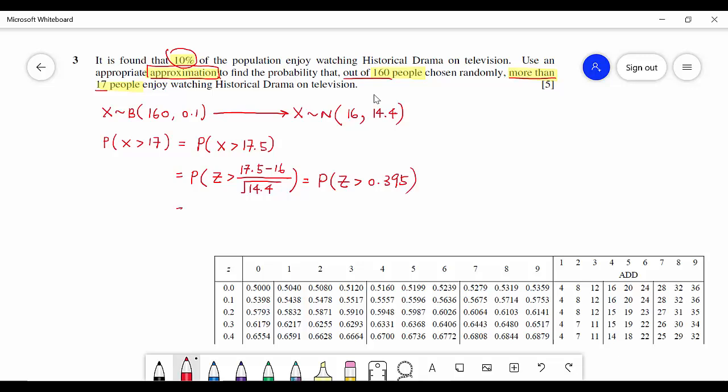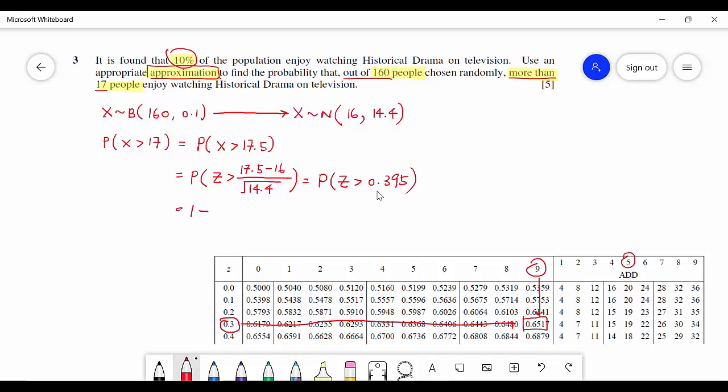If you want, you can draw a graph to show the area that you want to find. We need to find the probability from the normal table, and generally the normal table only gives you the area or probability which is less than. So to get the more than value, you have to take 1 minus the probability for less than 0.395. How do you look for 0.395 here? You look at 0.3 and you look at 9. So 0.39 will be this value itself.